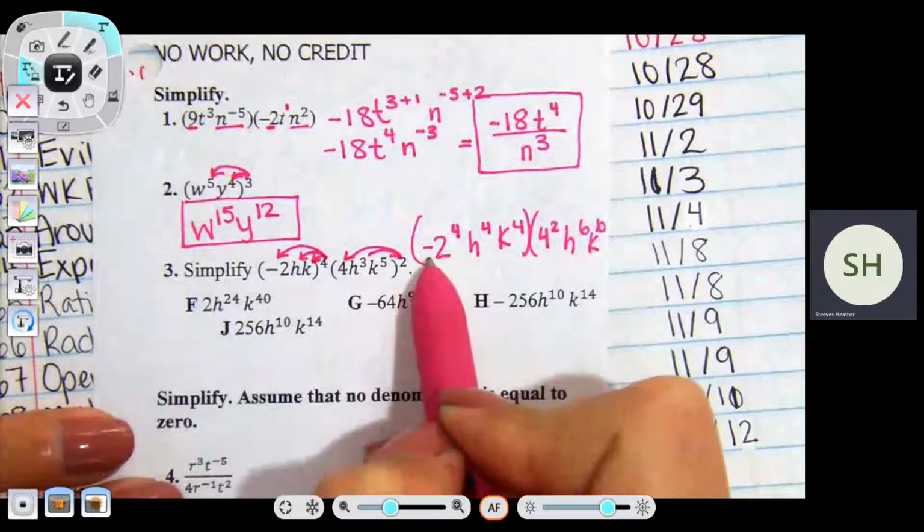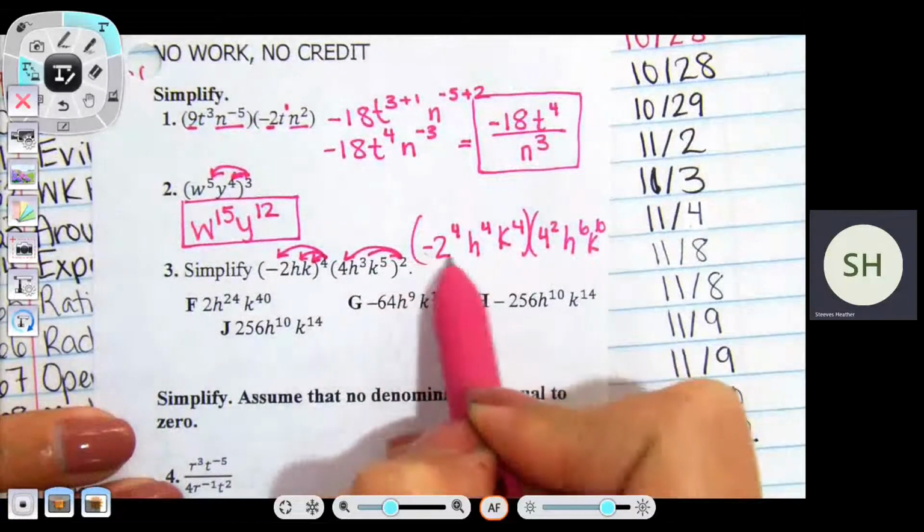So I multiply my coefficients. I have 2. Oh, I have to figure this out first. -2 to the 4th power.